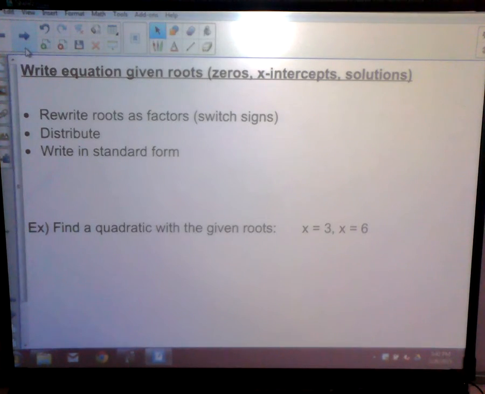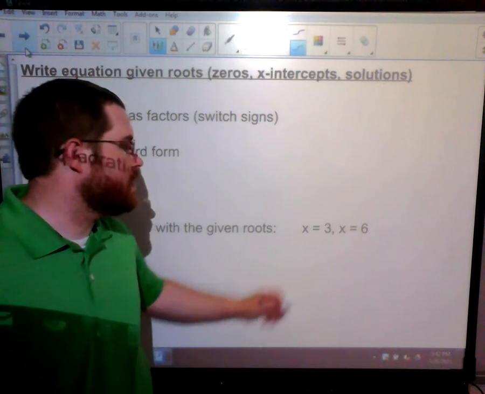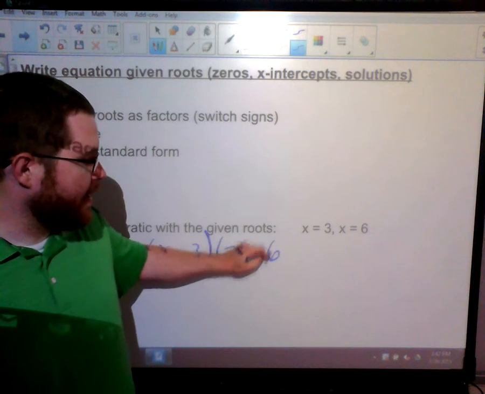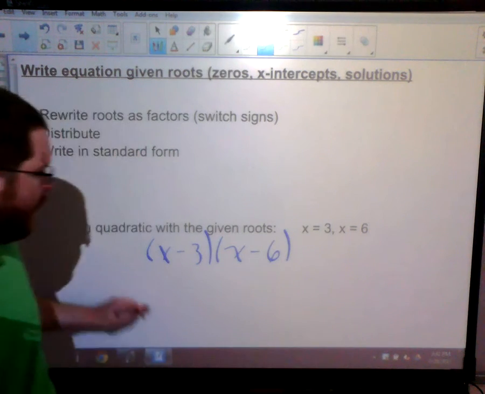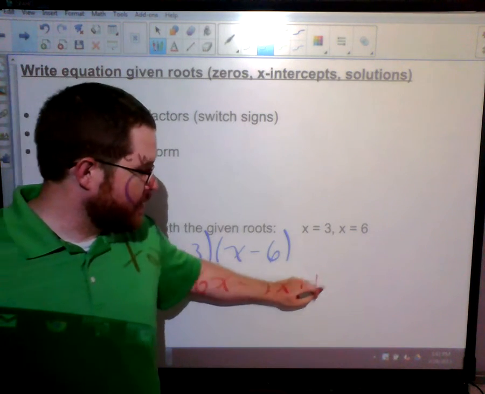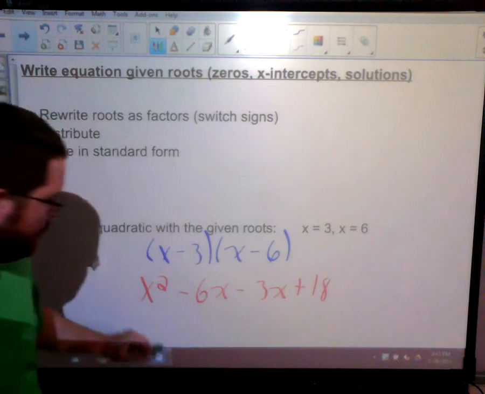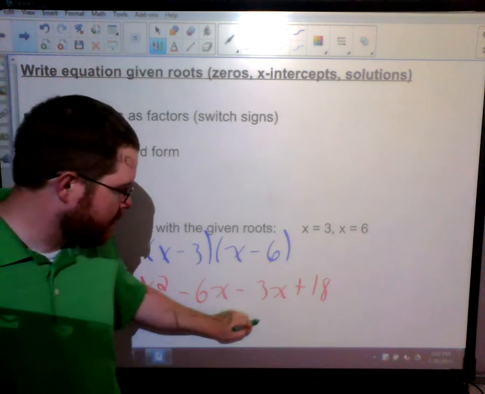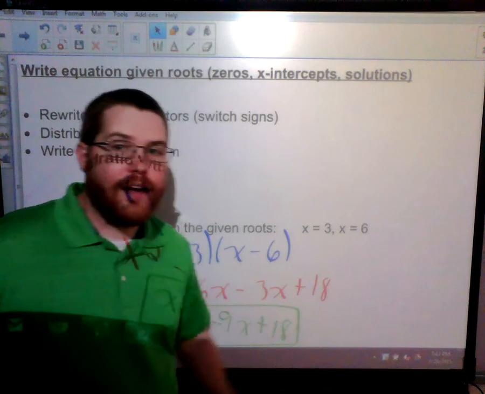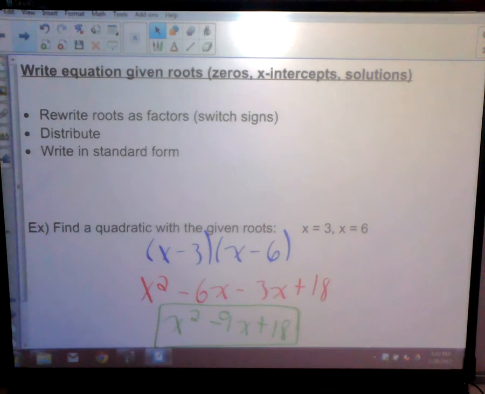How do we write equations given roots? Well, we're going to rewrite the roots as factors, we're going to distribute, and we're going to write it in standard form. This is pretty easy. If those are your zeros, that means that these are your factors. Now just distribute it out. x squared minus 6x minus 3x plus 18 gives you x squared minus 9x plus 18. If you want to double check, factor it out and see if you get x minus 3 and x minus 6, or plug in 3 and 6 and see if you get 0.